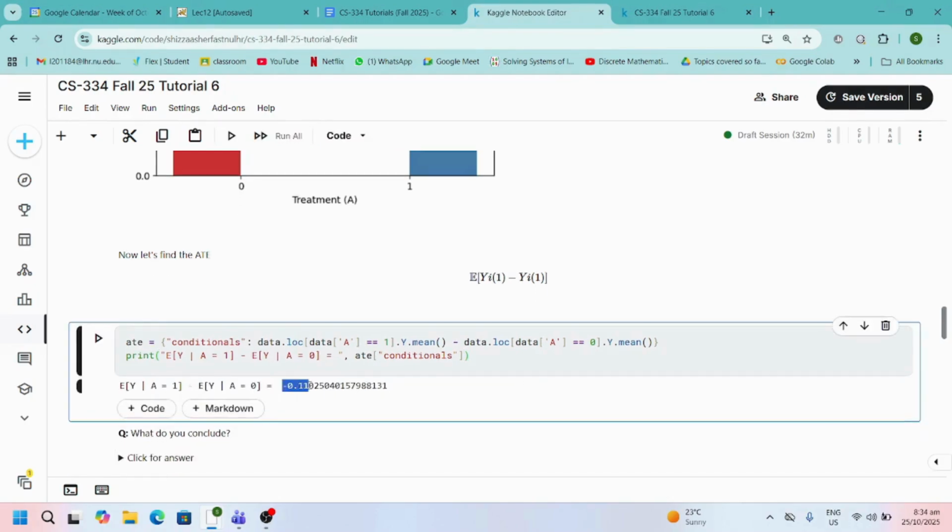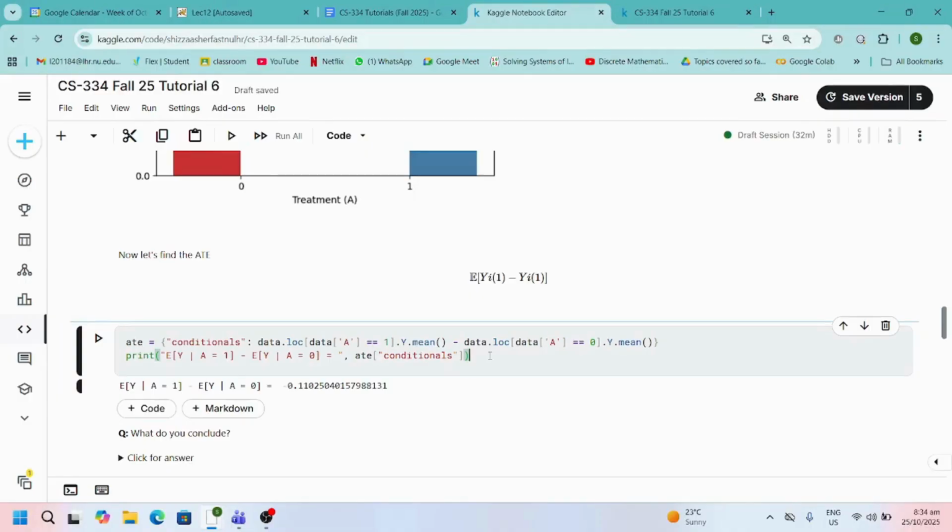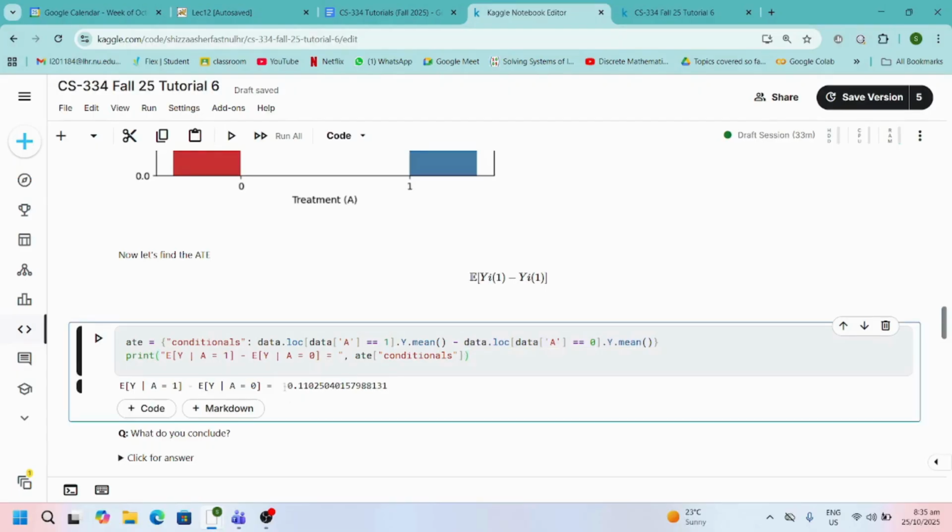I get negative 0.11. To clarify, that's not exactly your ATE, that's an estimate of your ATE. Okay, often students confuse these things. You're finding the difference in means, which is giving you an estimate for your ATE. Anyway, when I find my mean over here and I subtract it from the mean for this group, this is what I get. Negative 0.11. So what do you conclude from this? I want you to quickly pause and think about this here as well.